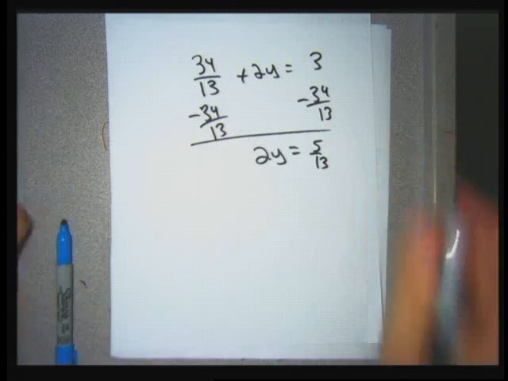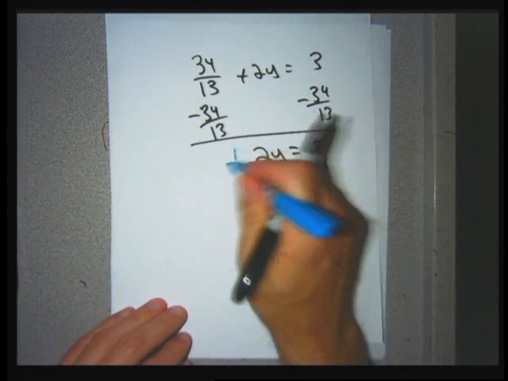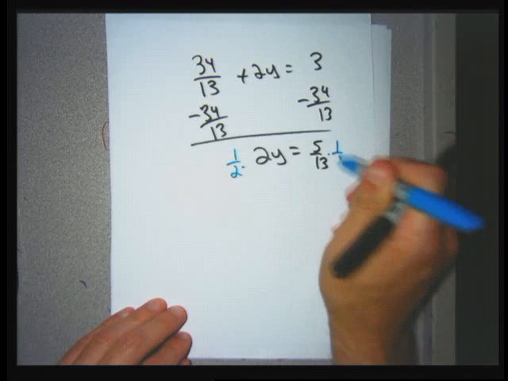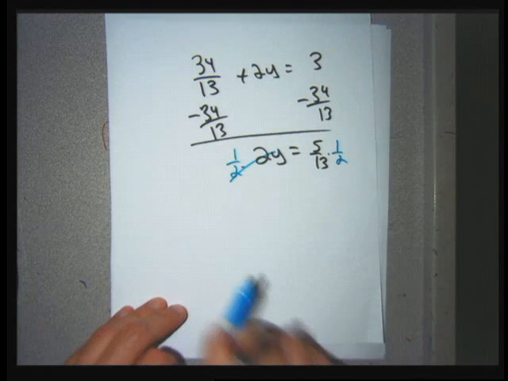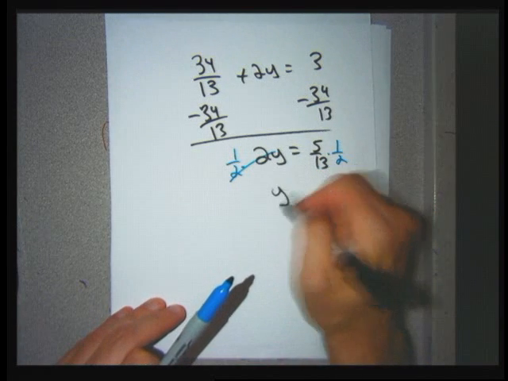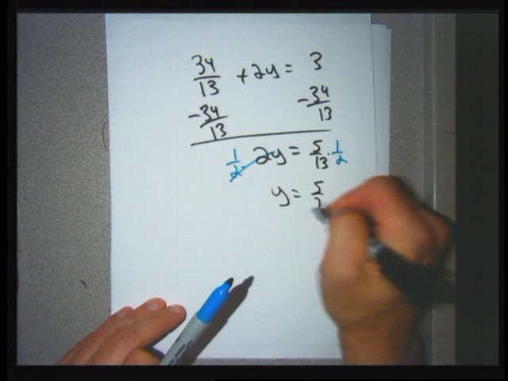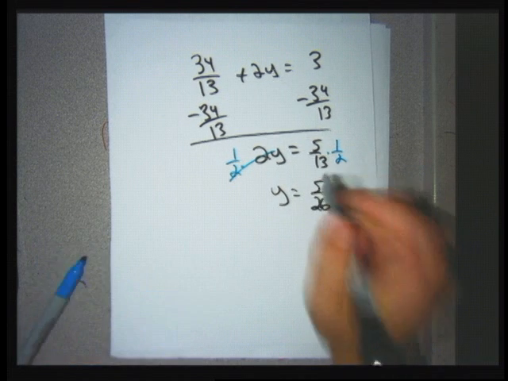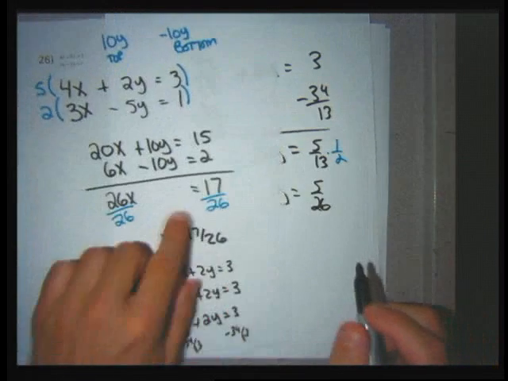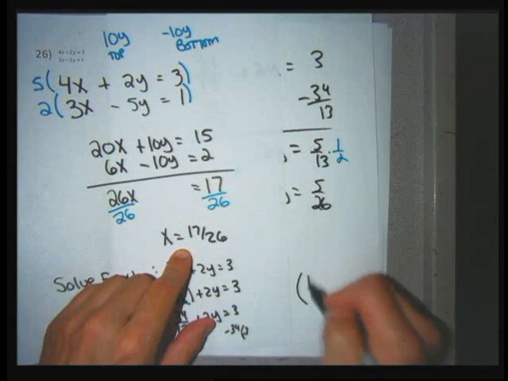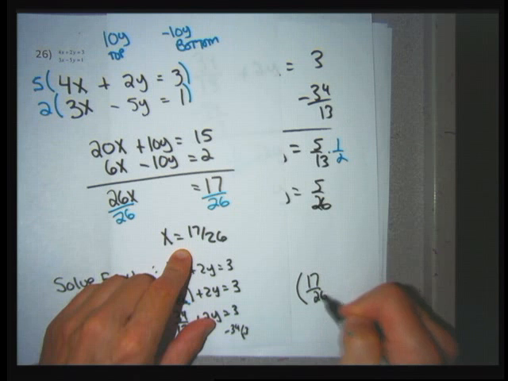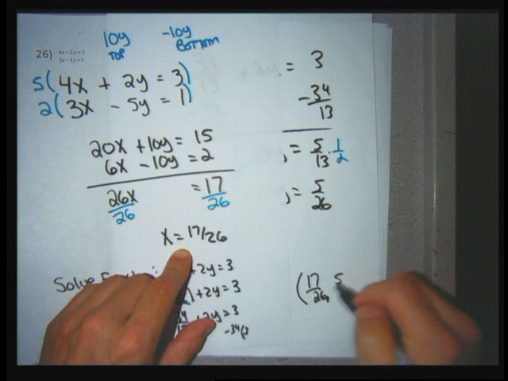And now I'm going to multiply both sides by 1 half. On the left side, 1 half times 2 cancels into a 1. I'm left with a y. On the right side, I multiply the 13 and the 2, and I get 5 over 26. So getting back to my work, my initial work gave me x equals 17 over 26. And now I have y equals 5 over 26.